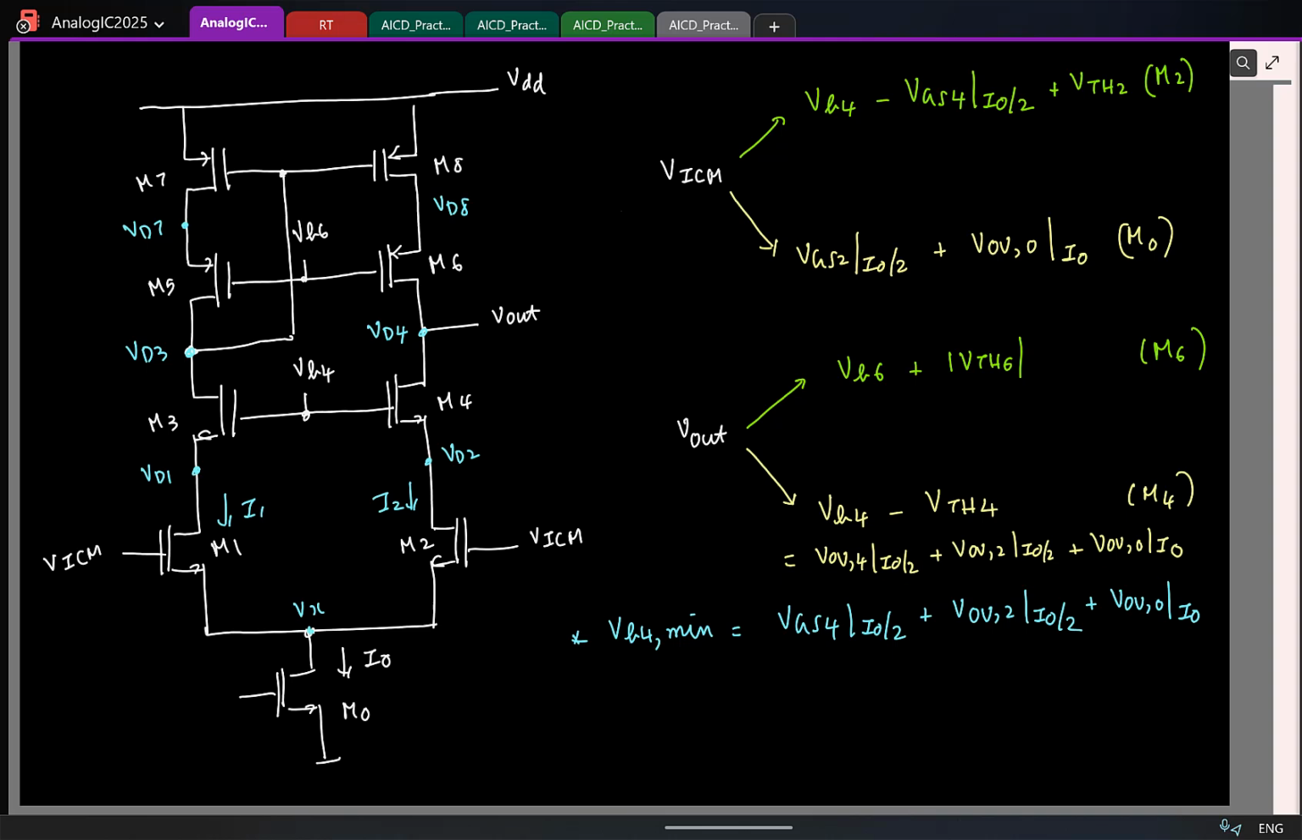Similarly, let's look at Vout maximum. Vout maximum is VB6 plus mod VTH6. So to find the absolute maximum of Vout, what should I look at? Let's look at maximum of VB6.